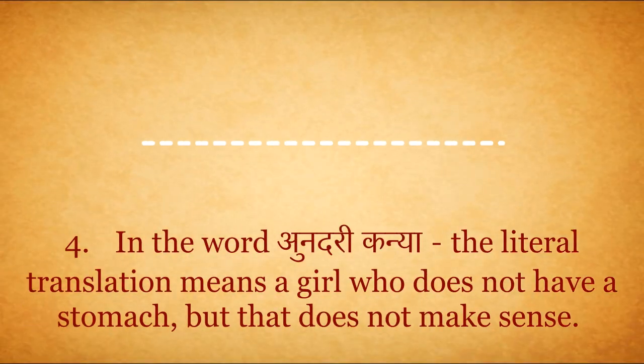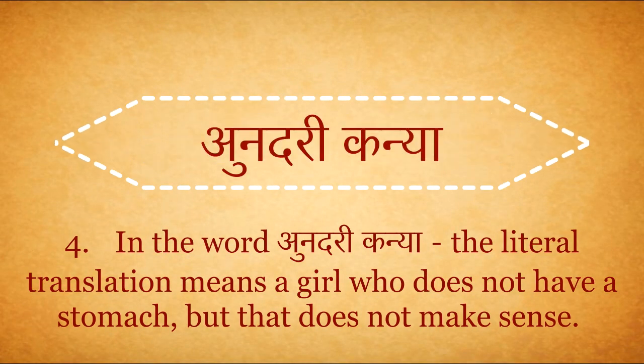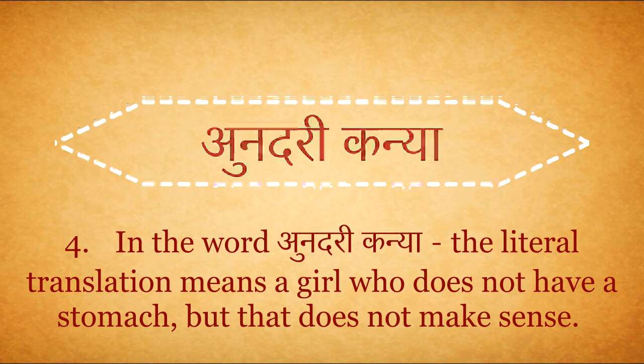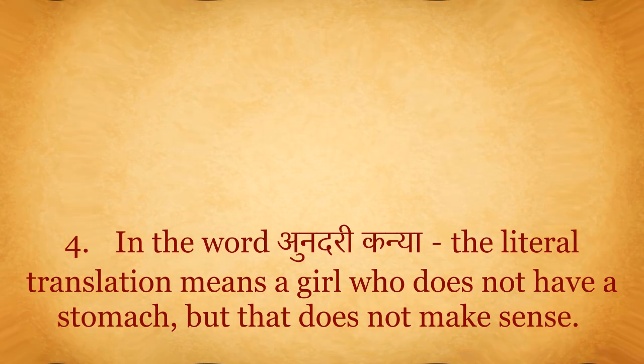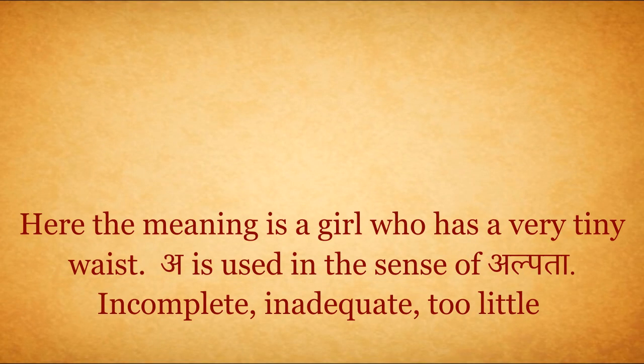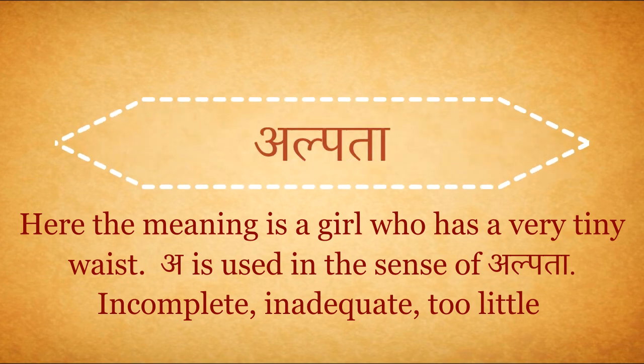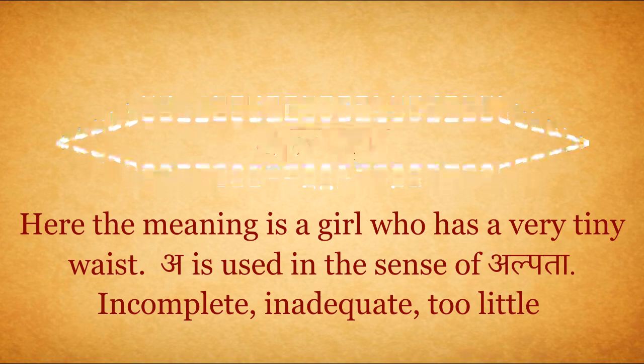4. In the word anudari kanya, the literal translation is a girl who does not have a stomach. But that doesn't make sense. Here the meaning is a girl who has a very tiny waist. A is used in the sense of alpata, inadequate or too little.